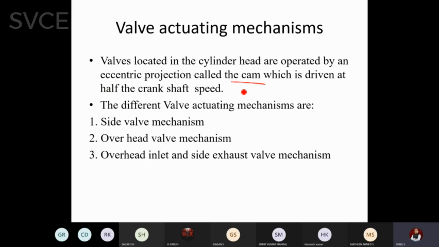You have studied in COM how these cams work. Usually there are three types of valve actuating mechanisms. One is the side valve mechanism, the second is the overhead valve mechanism, and third is the overhead inlet and side exhaust valve mechanism. So the third is a combination of the first and second. Now we have to study these two mechanisms in detail. Please make a note of it. The next topic is valve actuating mechanisms.